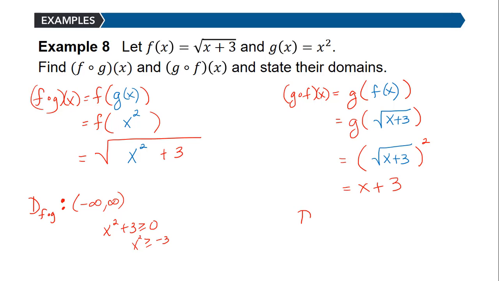But the domain of g composed with f now, this is where this problem is very different, because we have to look at the inside function. Are there restrictions on what we can plug in for x? And there are, because the square root of x plus 3 is not defined for every real number. In fact, for the inner function, x plus 3 has to be greater than or equal to 0, or x has to be greater than or equal to negative 3. There are no restrictions on the final function, so there's nothing else to consider, but the domain then of this composition would be bracket negative 3 to infinity.